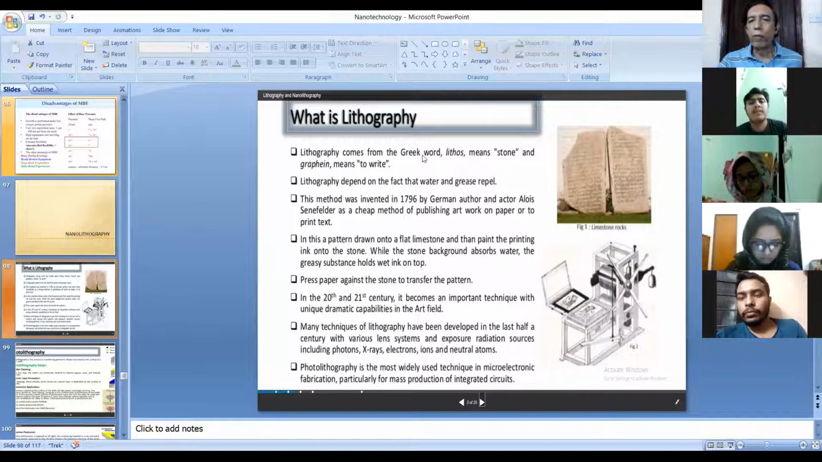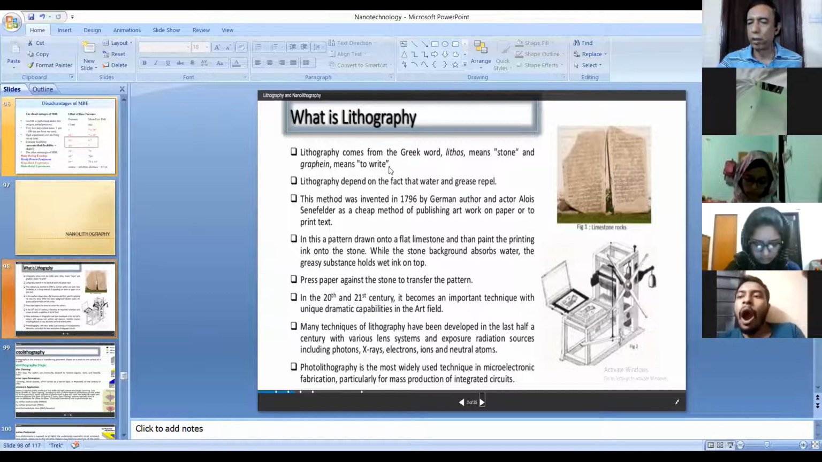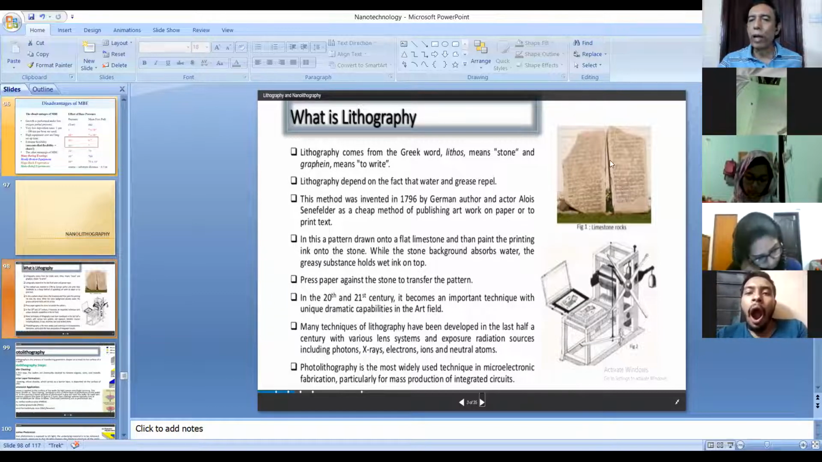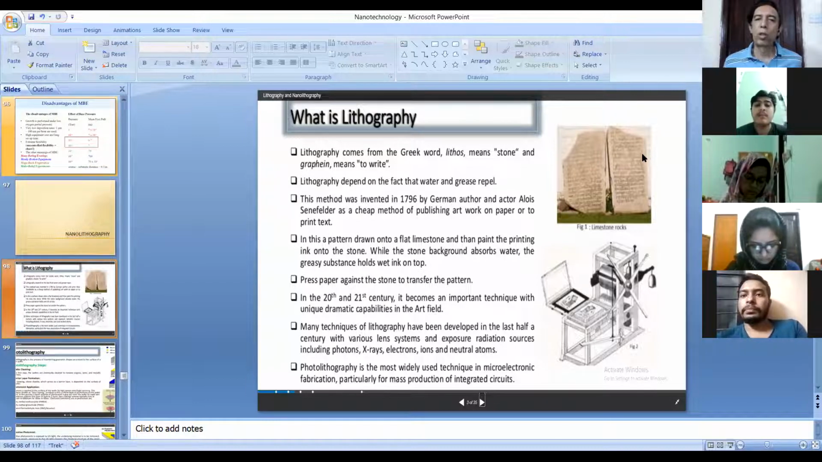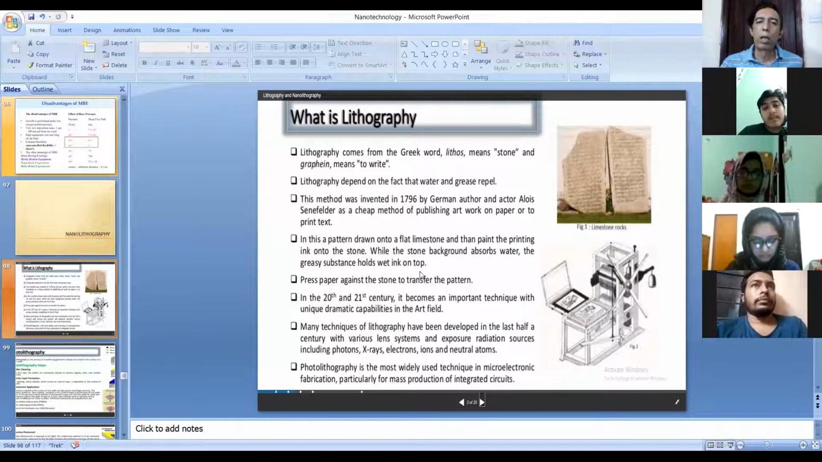Lithography comes from the Greek word lithos, meaning stone, and graphein, meaning to write. If you write on a stone, then you can print it from the stone. That is known as lithography. This is the process of lithography.